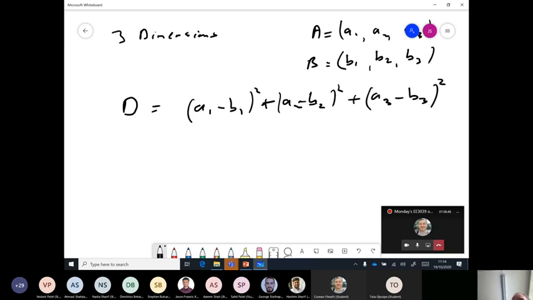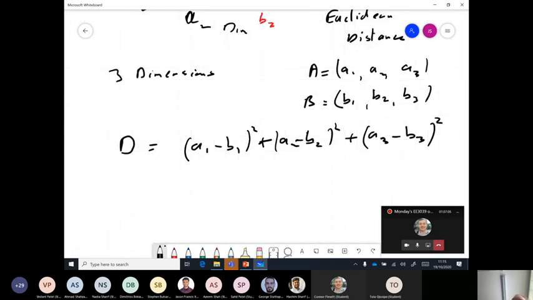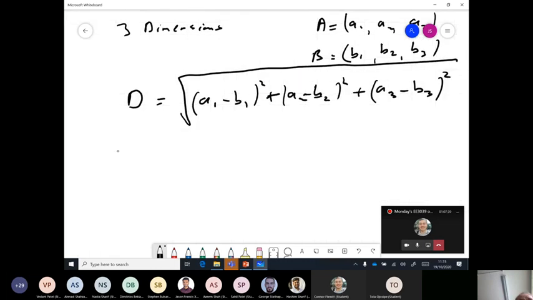Now, in the previous distance, I wrote down B2 minus A2, whereas the first term was A1 minus B1. The order of the elements within the brackets does not matter because you are squaring it. So in the general case, I can have A1 minus B1 or B1 minus A1. Squaring them gives the same result. And of course, there is the square root of that. So that is a distance calculation in 3D. Let's now take n dimensions.